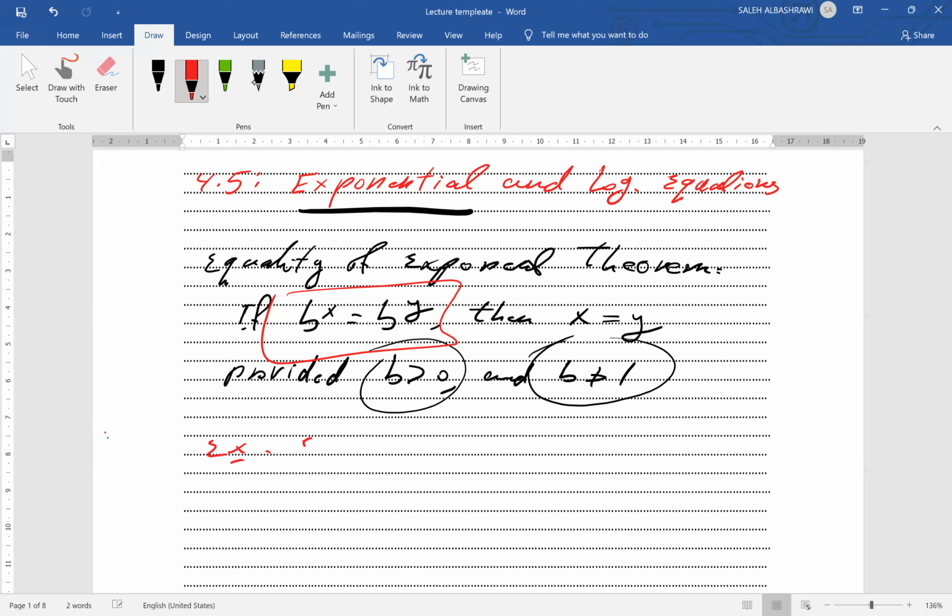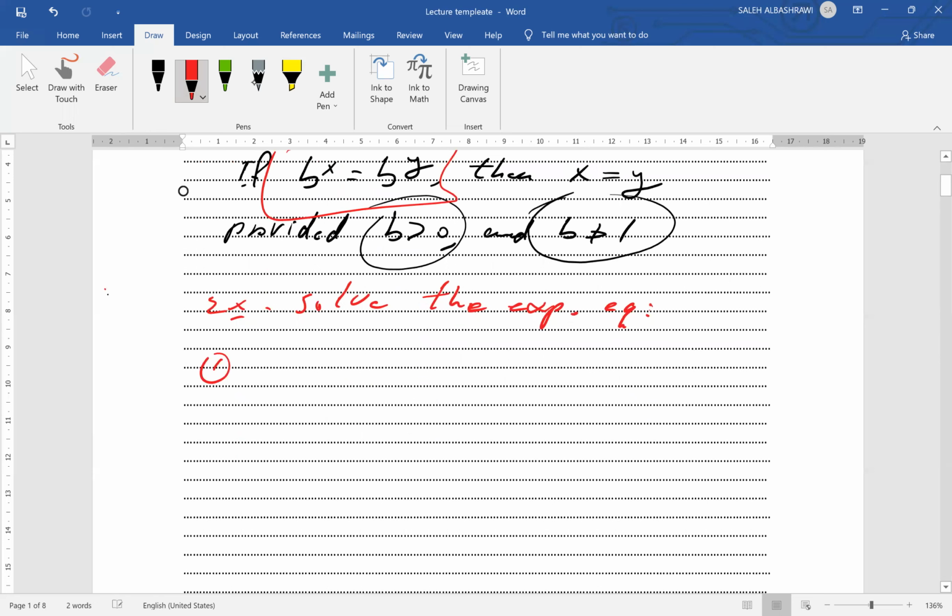let's solve the exponential equation. We need to find x. Number one, if you are given 2 to power x equal to 32, I need to find the value of the variable x. If we can write the other side 32 as 2 to power something, then we can apply the equality of the exponent theorem.